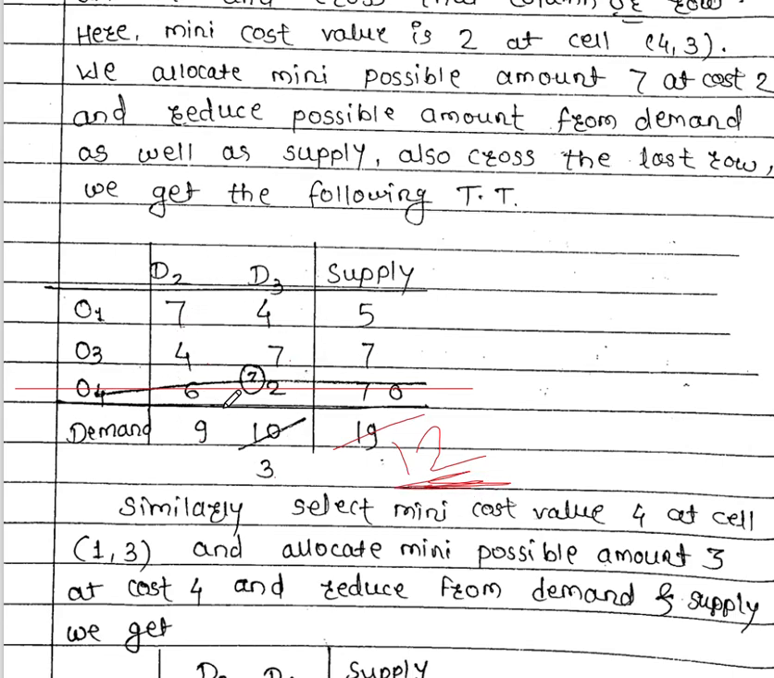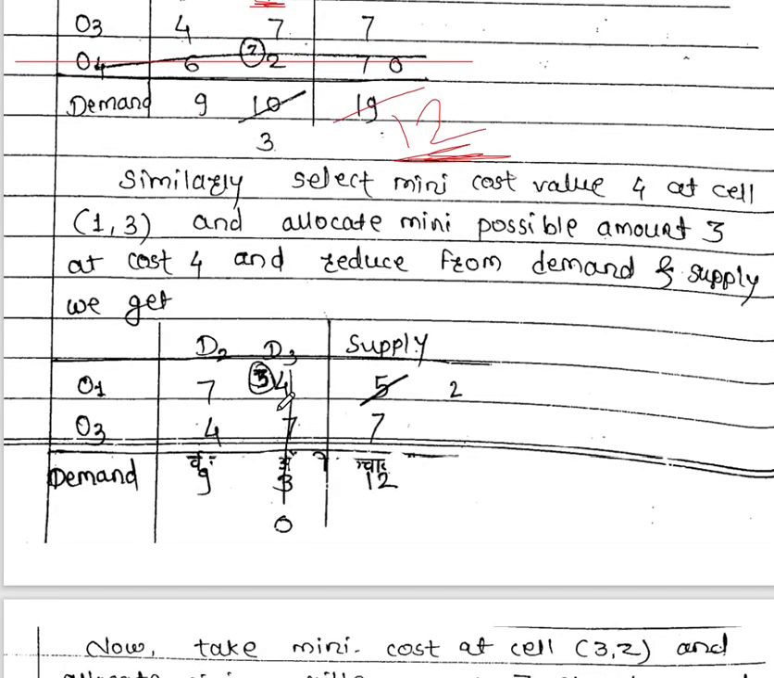So here we have to select the minimum element from this table. So here 4 and here is 4. Okay, so to understand, you can select this 4 ascending wise. So select 4, and the minimum possible amount here is 3 and here is 5. Therefore we can allocate the minimum possible amount 3 at 4. Then subtract from demand as well as supply. So here will become 0 and here will remain only 5 minus 3, that is 2. So this column will be satisfied.